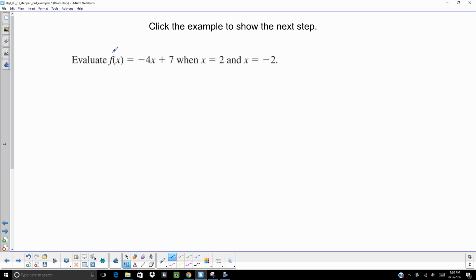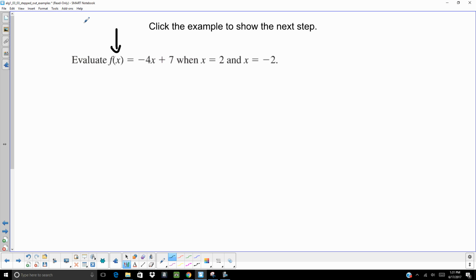Function notation, that's that f of x that you see right here. That does not mean f times x. Let me say that again. F of x does not mean f times x. F of x, and that's how you would say it, f of x is just a fancy way of saying y. You use that a lot of times when you get into upper level math to show that you have a function.